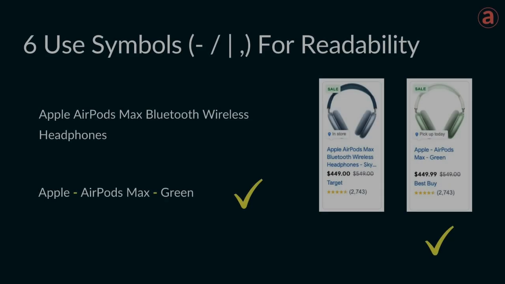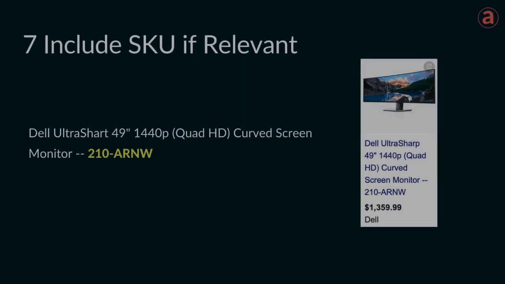Use symbols for readability. The 2 ads on this page advertise the same product, the same price, and almost identical images. But the second ad will probably be clicked more often because of its cleaner title. Include SKU or MPN if relevant. That usually makes sense for products that have too many variants and are almost indistinguishable by title or by the image. Note the creative use of symbols in this ad right before the SKU.